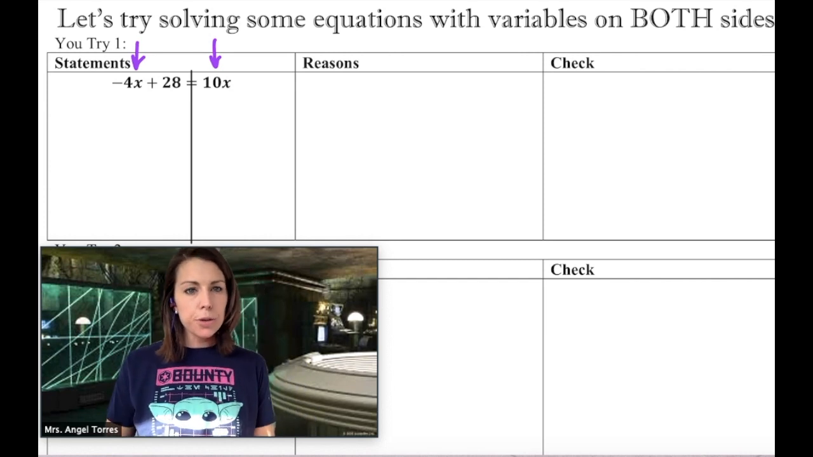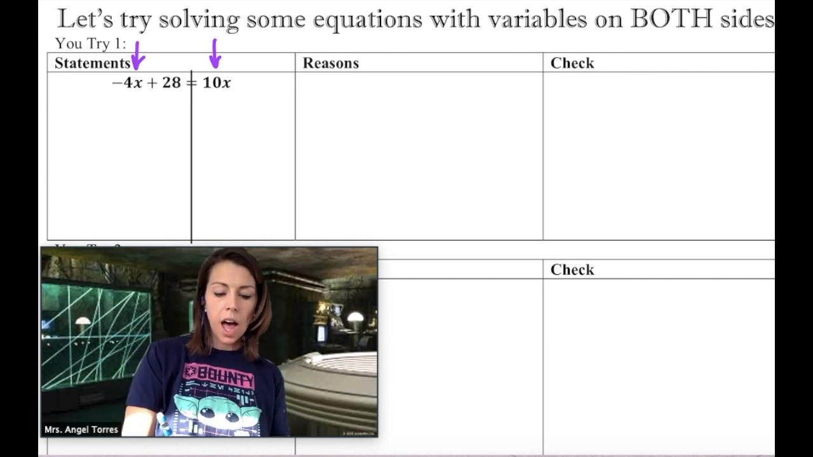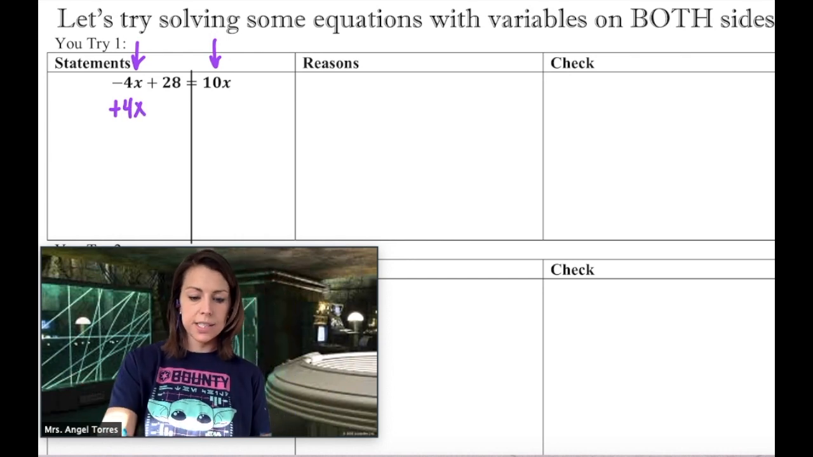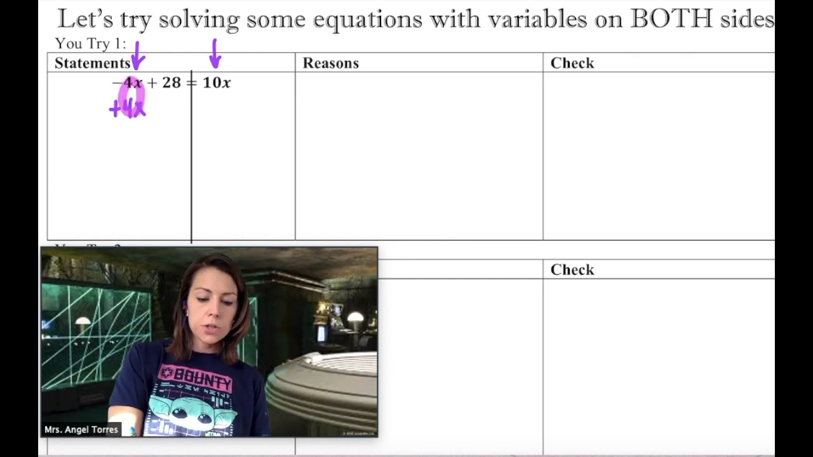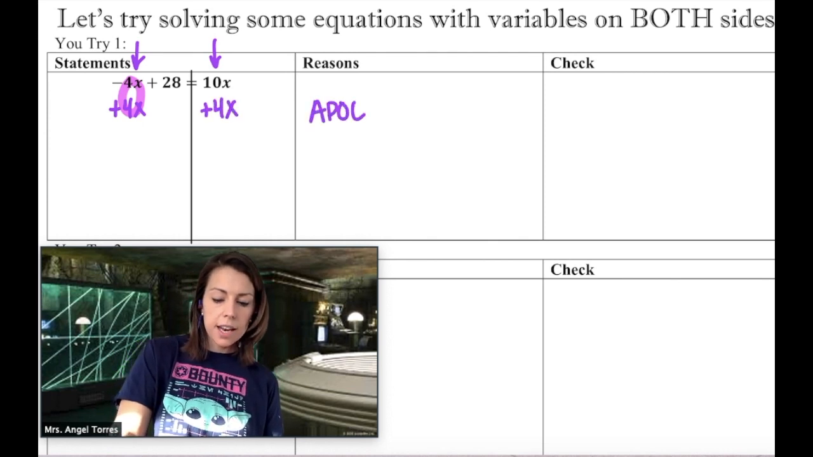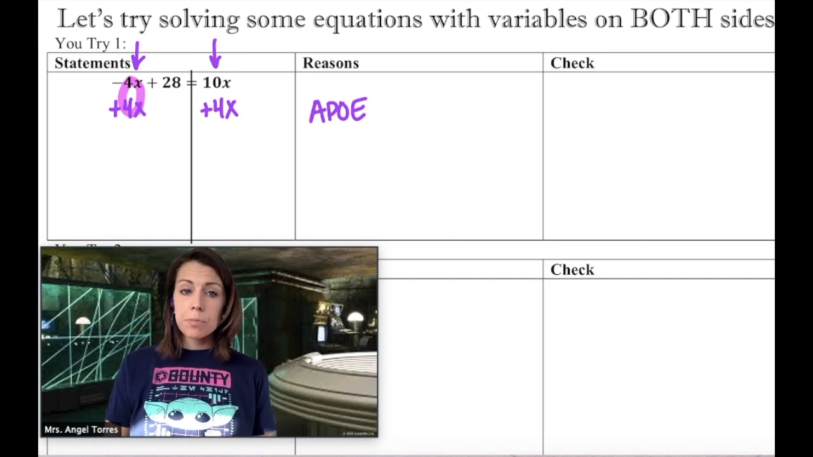How do I make a 0 term out of negative 4x? I would add 4x's to it, because a negative and a positive is how we end up with 0. That creates a 0 term, and because of addition property of equality, I add it to the other side. Now, can I simplify? Well, let's see.